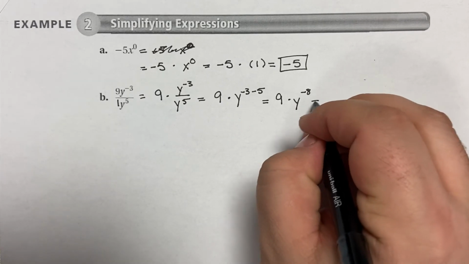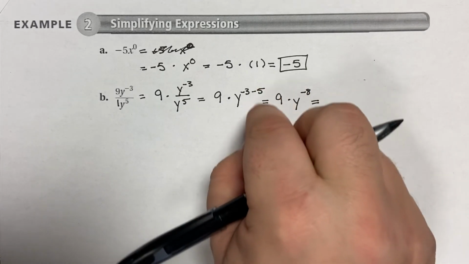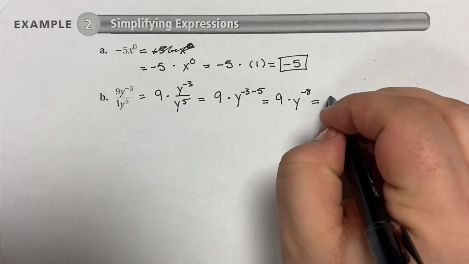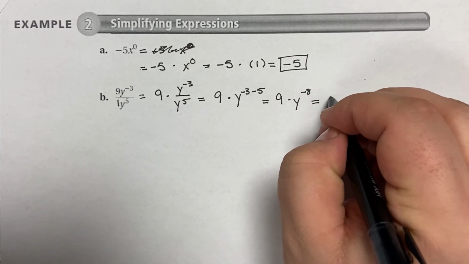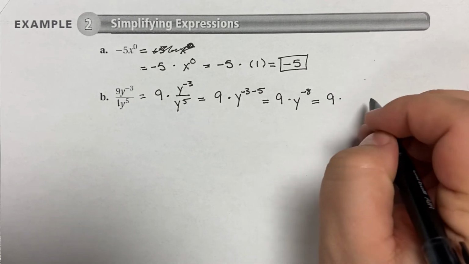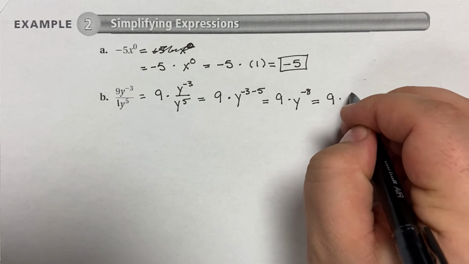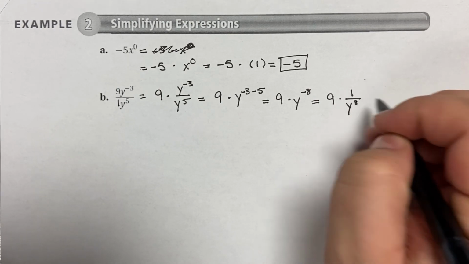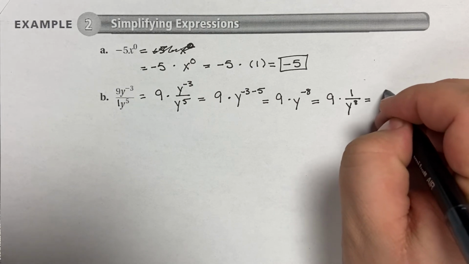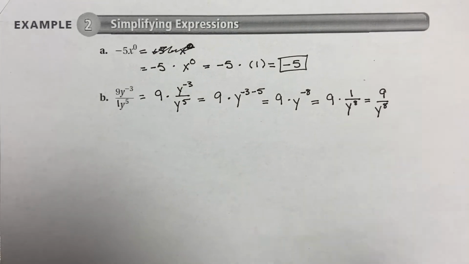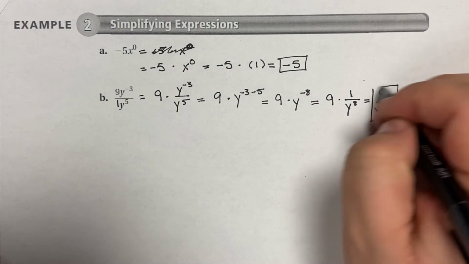which means, again, this negative 8 does not belong to the whole, it belongs to the y, so that means we have 9. Sorry, my brain is just not working right now. 9 times the inverse of y to the 8th, which is the same thing as 9 over y to the 8th. And there's my final answer.